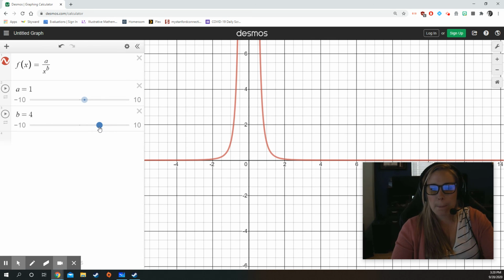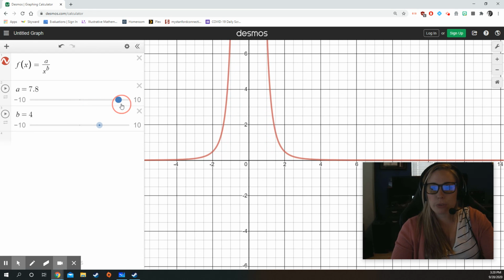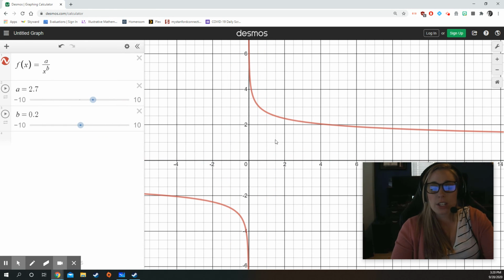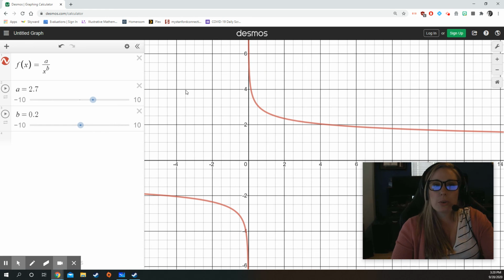There we go. What happens if A changes? Oh, it makes it further away from the y-axis. It flips it into the negative direction. All sorts of things. So this is what I challenge you to do. I want you to go onto Desmos and play around with these functions.